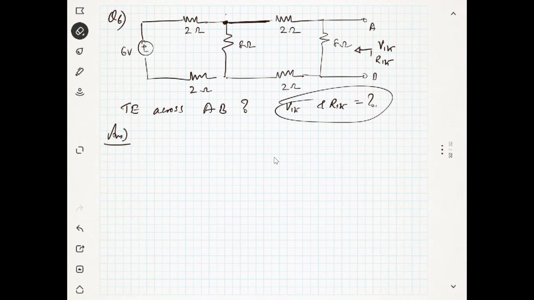You can calculate the current, you can do the mesh analysis, anything, but there is a simple way that I will tell you. We will break down the circuit into two parts. Okay, can you hear me, right? So we will break down the circuit into two parts.